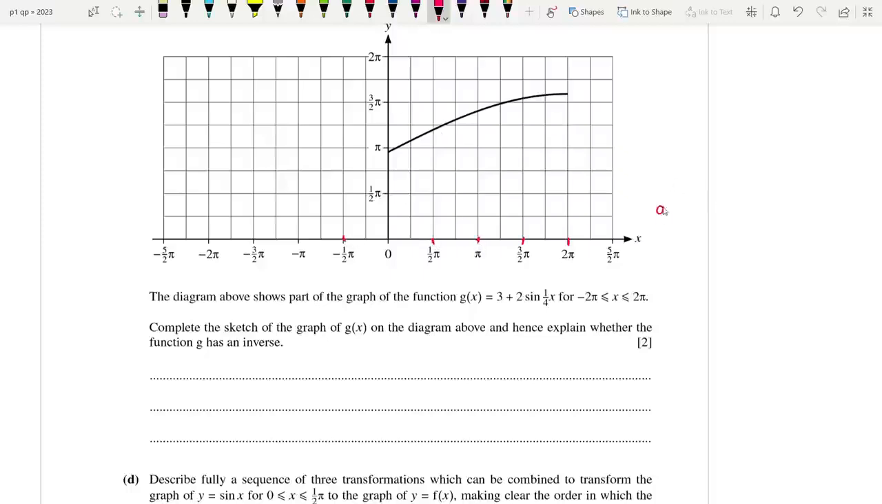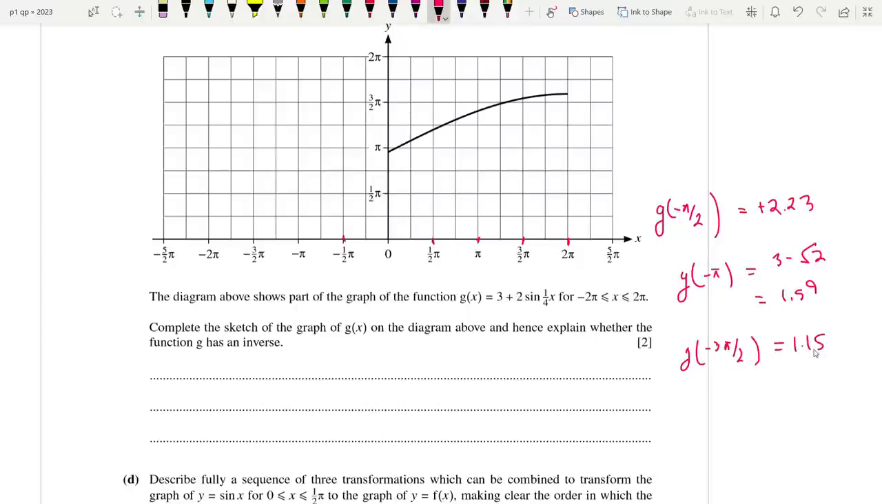Minus pi by 2. I'm going to use my calculator. So at minus pi by 2 it is 2.23. At minus pi it is 3 minus root 2, which is 1.59. At minus 3 pi by 2 it is 1.15, and at minus 2 pi it is 1.